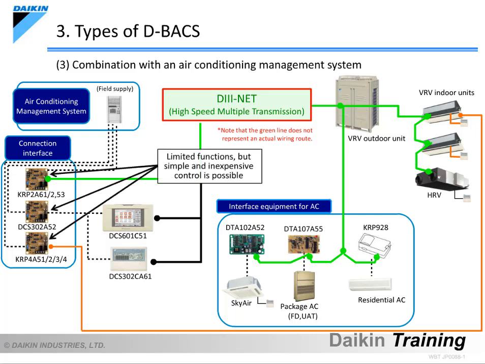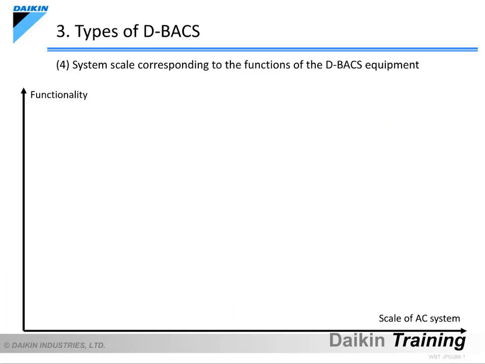Because air conditioning units are managed using only input-output contacts, these interfaces have limitations on the types of control functions they can offer, but they allow configuration of an air conditioning management system in a simple and inexpensive manner. Now, let's look at the respective functions of the D-BACS equipment and the corresponding scale of the air conditioning system. A remote controller can offer a variety of functions in terms of controlling air conditioning units, but it is only suitable for a relatively small-scale air conditioning system. While an adapter PCB offers a limited number of functions because it operates only with contact signals, it realizes simple and inexpensive management of air conditioning units.